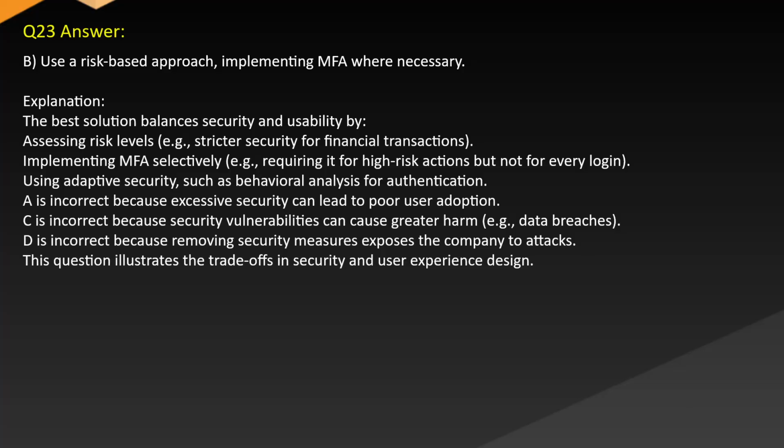C is incorrect because security vulnerabilities can cause greater harm, e.g. data breaches. D is incorrect because removing security measures exposes the company to attacks. This question illustrates the trade-offs in security and user experience design.